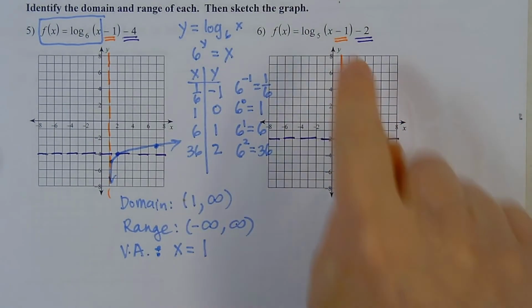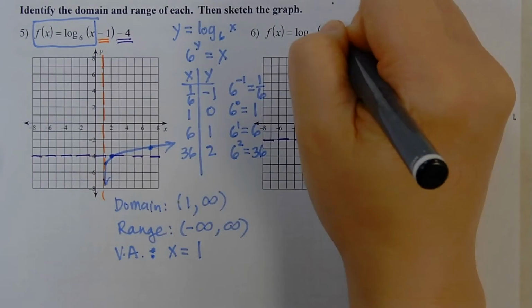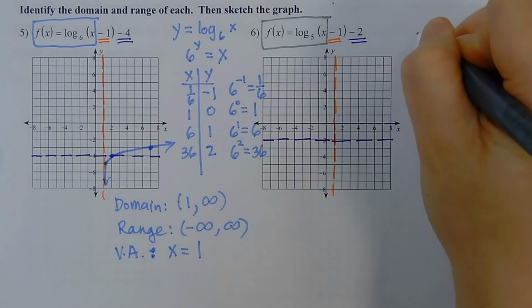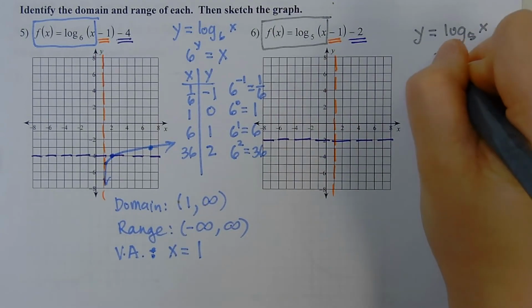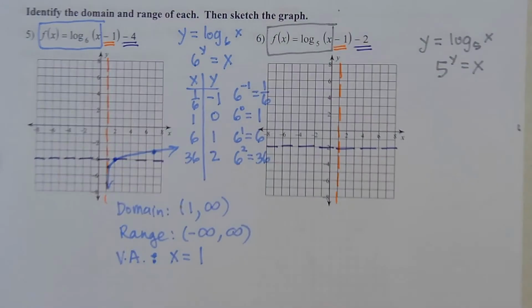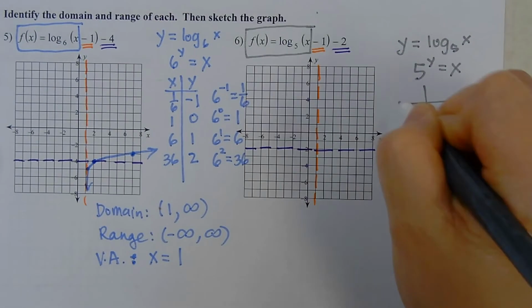So in this case, our base is 5, which is different. So I'm looking at just this part right here. I'm just going to convert that to exponential. So y is equal to log base 5 of x. That's going to be 5 to the y power is equal to x. Remember, our argument equals the argument.